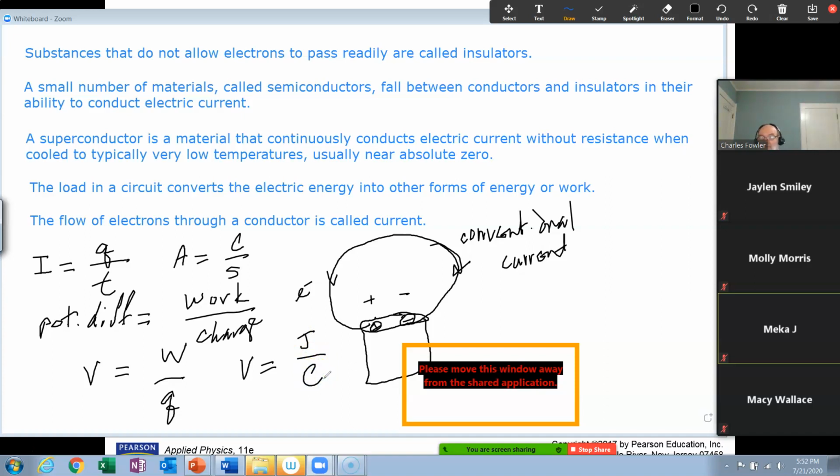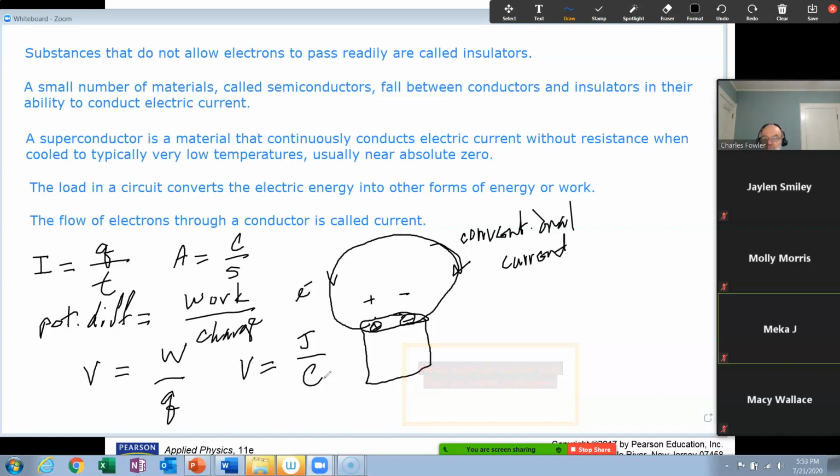All three of these units are capitalized because volts are named after Alessandro Volta, an Italian physicist who did the early work on voltage. Joule, we've hit before, named after James Prescott Joule. That's the unit for work. And of course, as before, the unit for charge is named after Charles Coulomb. So that's our equation for that.